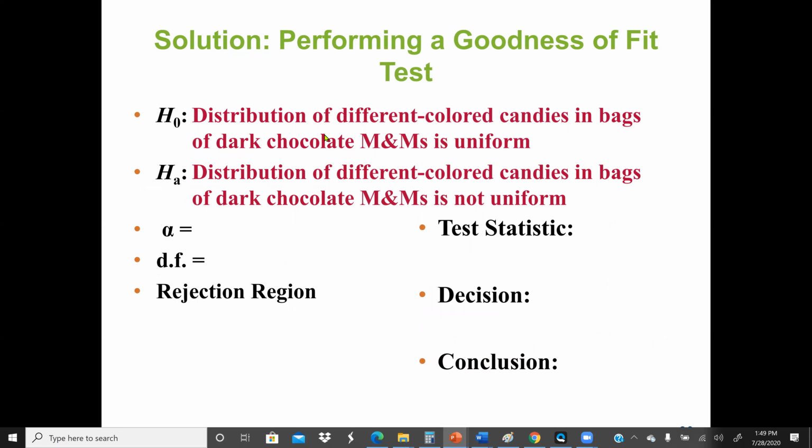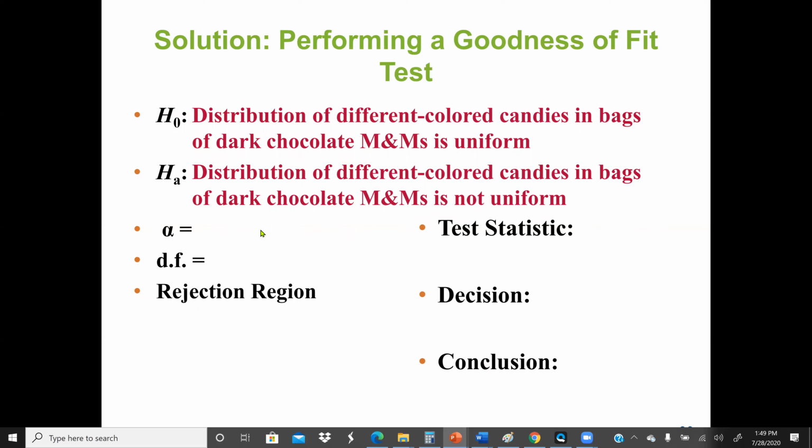So let's start with our hypothesis testing. So first, the distribution of different colored candy in bags of dark chocolate M&M is uniform, which means all the colors are the same. Our claim, of course, since we say all the colors are the same or uniform distributed, then our alternative hypothesis will be opposite. So distribution of different color candies in the bags is not uniform.